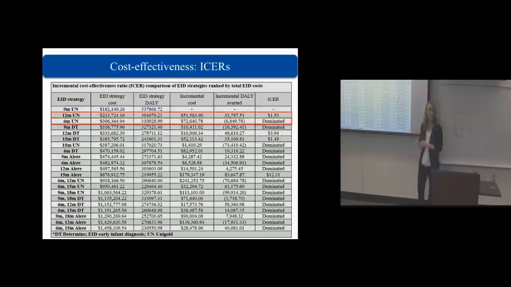Now another example: you sequentially continue to compare the strategies. You compare a 6-month Unigold with a 12-month Unigold. It's going to cost you $72,000 extra to do that, but we have a gain in DALYs of 6,800, meaning you pay more and there are worse outcomes. We call those strategies dominated and they're eliminated. It doesn't make sense to do those if you have poor outcomes. So you continue to do that all the way down until you finally identify the cost-effective strategies. And 4 popped out. One was a 12-month Unigold, one was a 12-month determine, a 15-month determine, and a 15-month Alere.